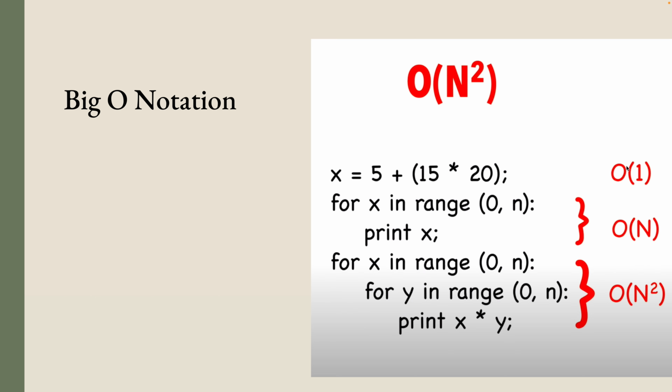Yeah. How is the first line O of 1? O of 1 is because this x equals 5 plus 15 times 20 only runs one time, no matter how big n is. So it's what we call constant.